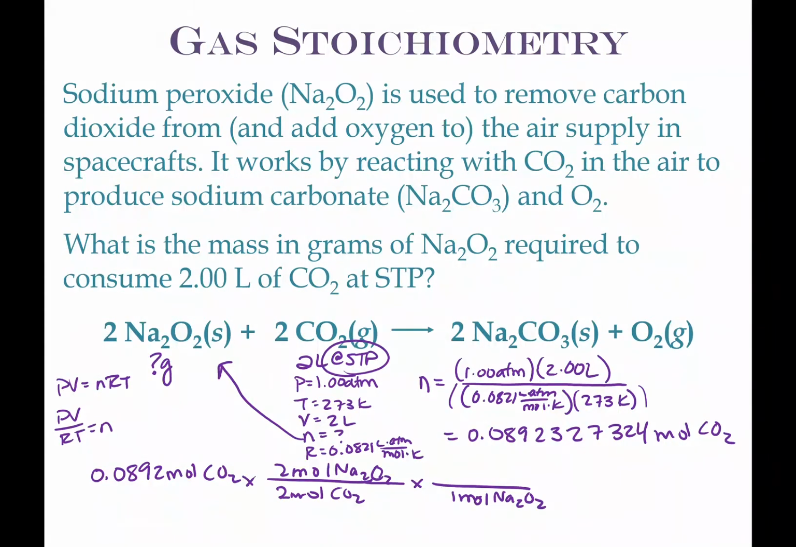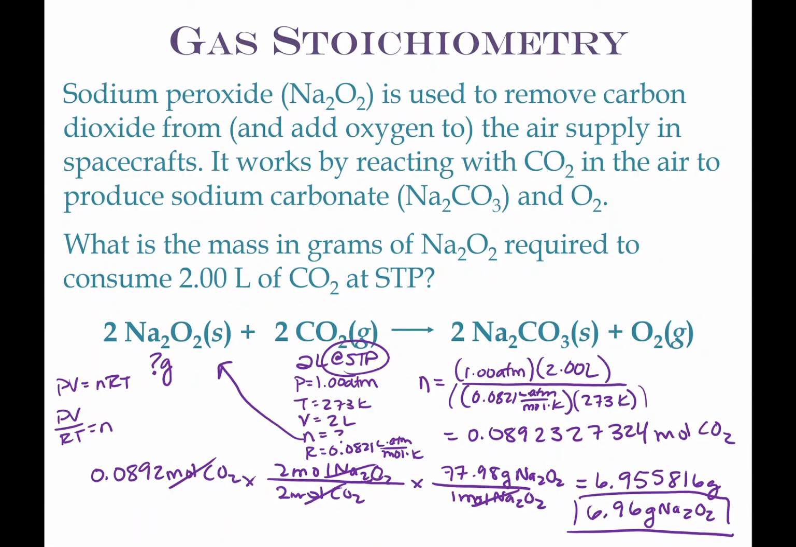32 for the oxygen is 77.98 grams of Na2O2. So putting it all together, 0.0892 times 2 divided by 2 times 77.98 gives us 6.955816 grams. 3 significant figures would be 6.96 grams of Na2O2.